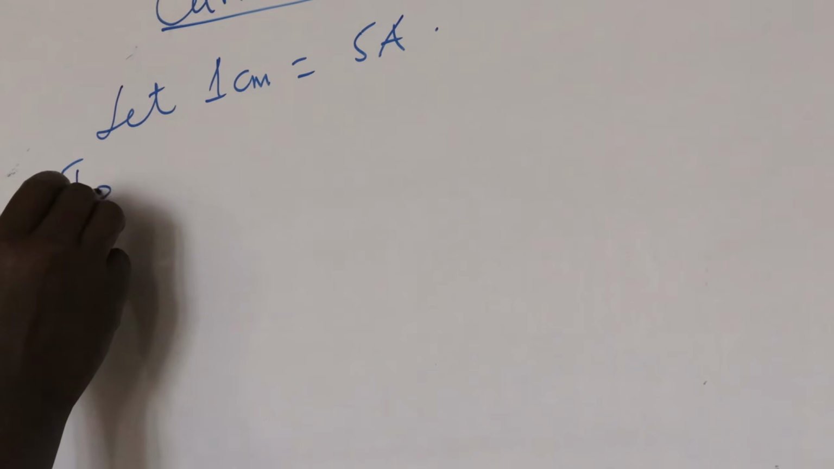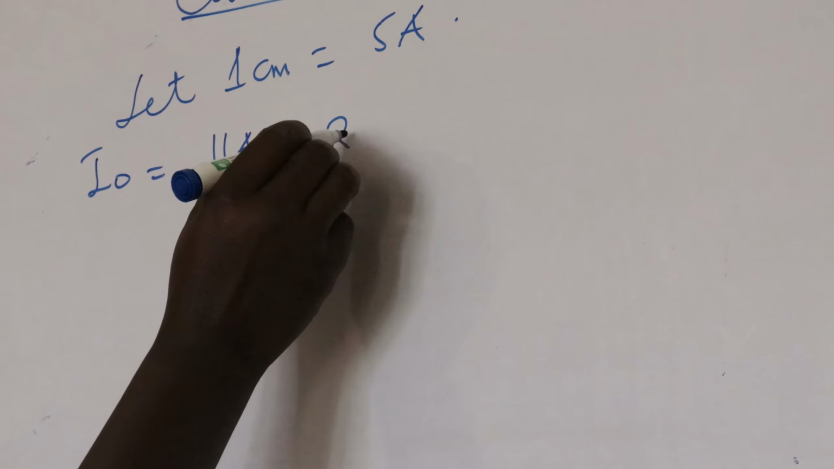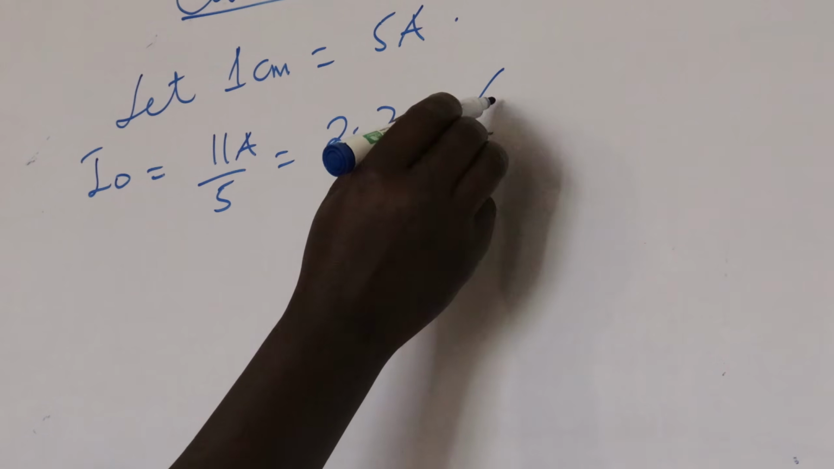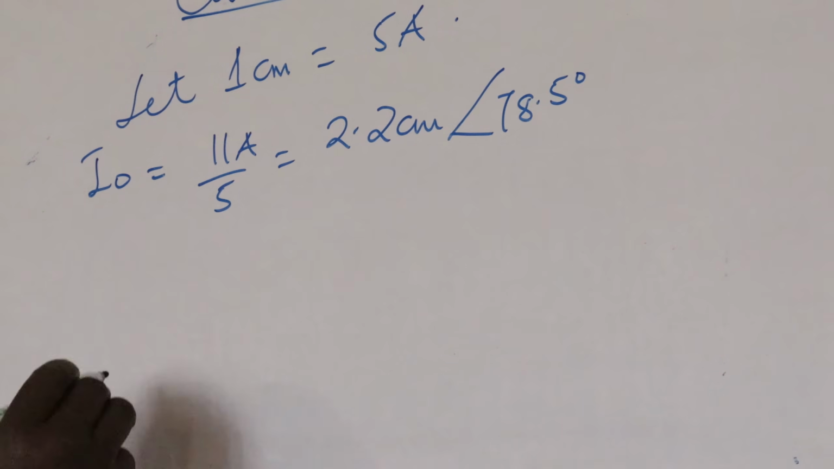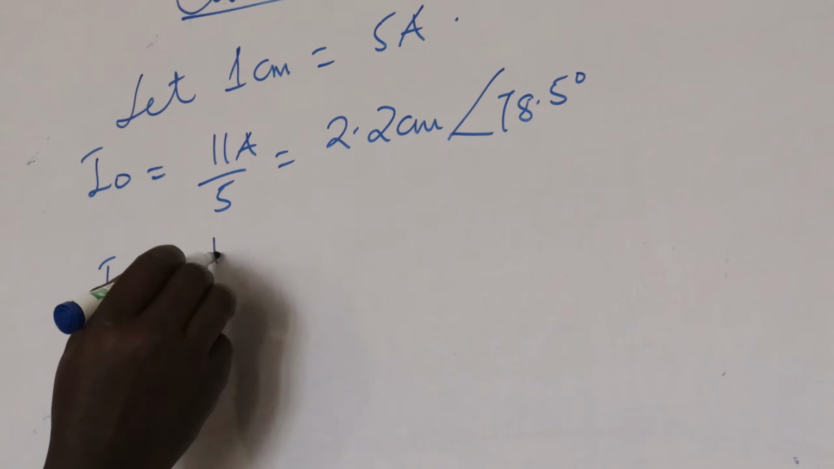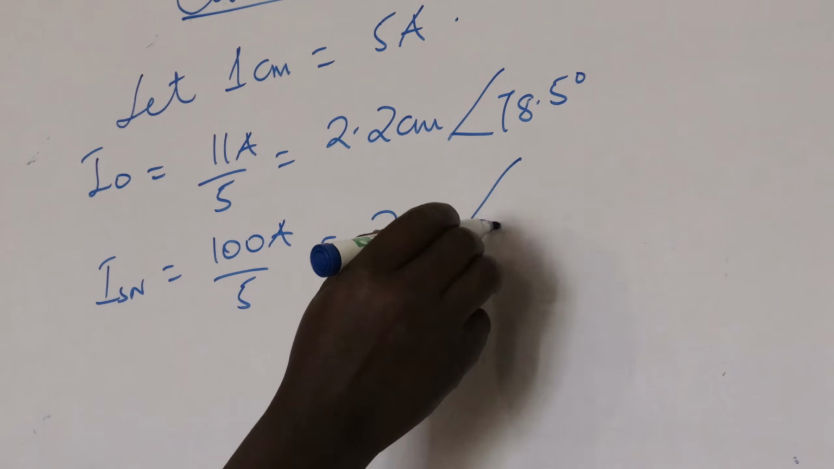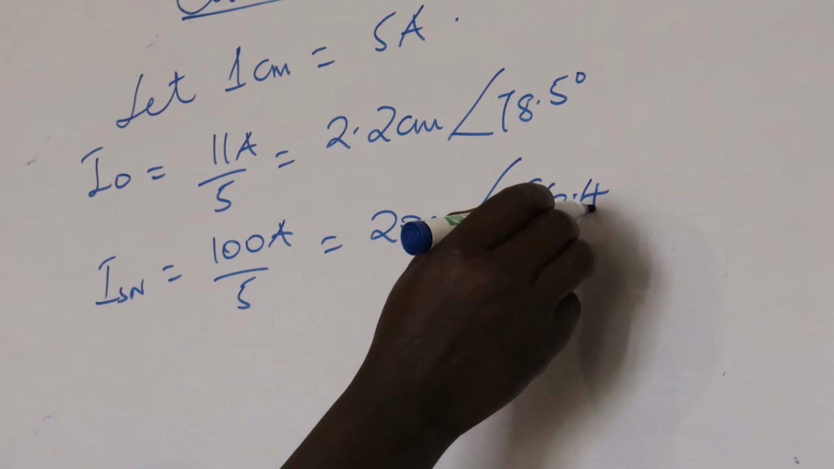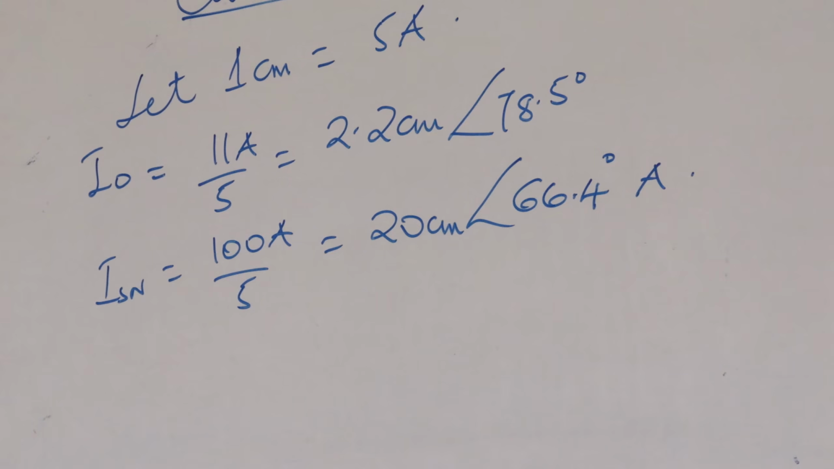Once you declare the scale, the no load was 11 amps. You divide by 5 and you get 2.2 centimeters at an angle of 78.5 degrees. ISN is equal to 100 amps divided by 5, you get 20 centimeters at an angle of 66.4. Once we have this, I need somebody to sacrifice one paper.